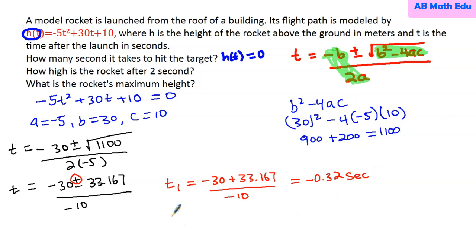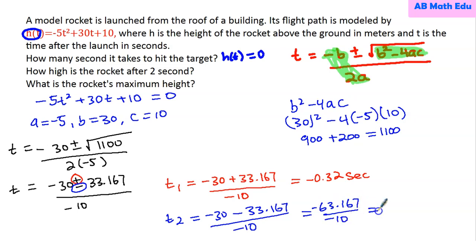And then our next solution, which is t2, where we are now considering the negative, is just going to be negative 30 minus 33.167, divided by negative 10. When we put this together, we're going to get negative, and then negative divided by negative will give us positive. So here it is going to be negative 63.167 divided by negative 10. That will give us positive 6.32 seconds.